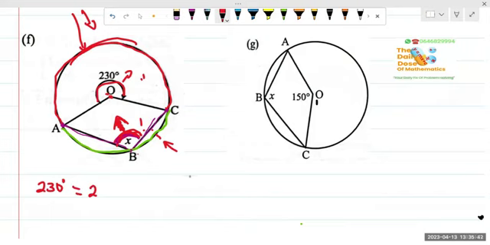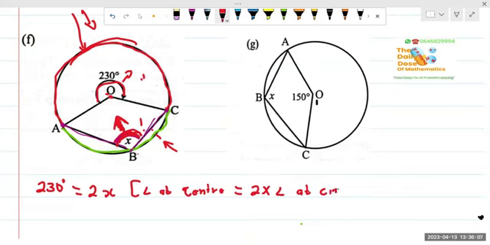What is my angle at the circumference? It's X. Then what is my reasoning here? The reason why I'm saying this is because I have an angle at center. It's not angles at center, it's an angle at center, and it's going to equal 2 times an angle at circumference.